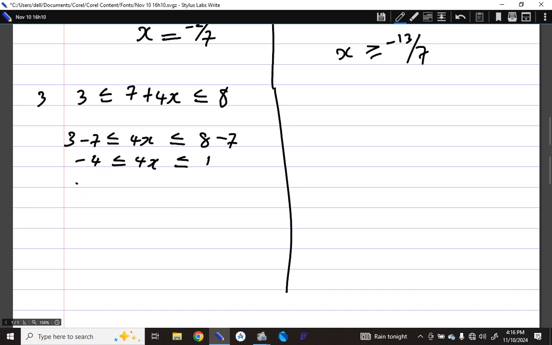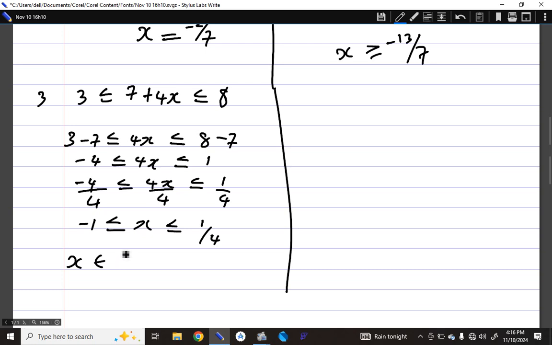So divide both sides by 4 to have that minus 4 over 4 is less than or equal to 4x over 4, which is less than or equal to 1 over 4. So I'm having that what? Minus 1 is less than or equal to x, which is less than or equal to 1 over 4. So which you can write as that x is an element of the closed set of minus 1 comma 1 over 4. You close it with this type of bracket.